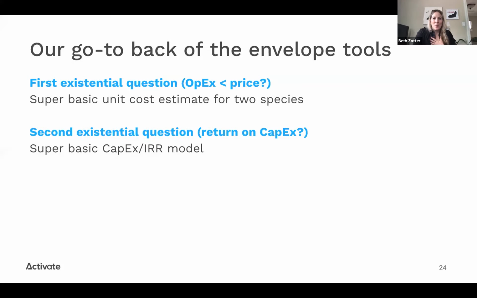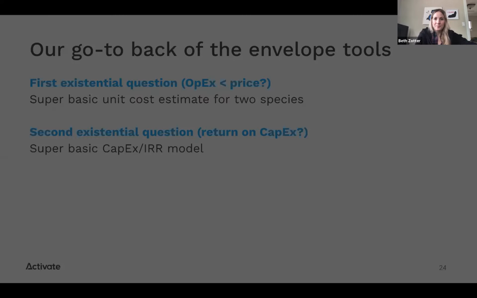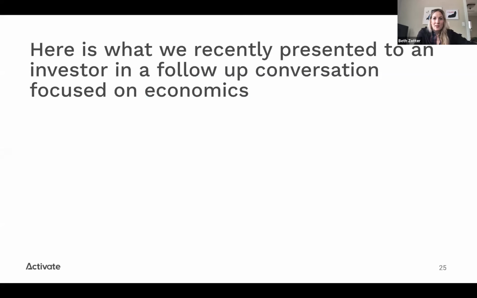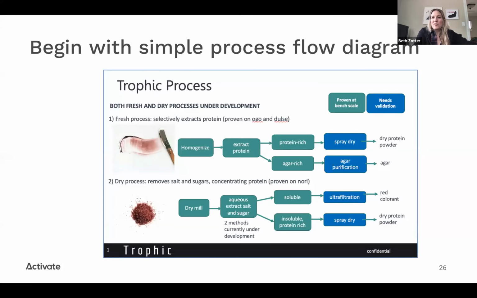And this goes to those two existential questions. The first one is, is the OpEx lower than the price we want to sell it for? And the second existential question is, what would be the return on the capital investment in a commercial production facility? First, it's always helpful to show a process flow diagram of what you're making and how, and the basic process steps. There was also an overlay showing what we demonstrated at bench scale and what we still need to prove out at pilot.